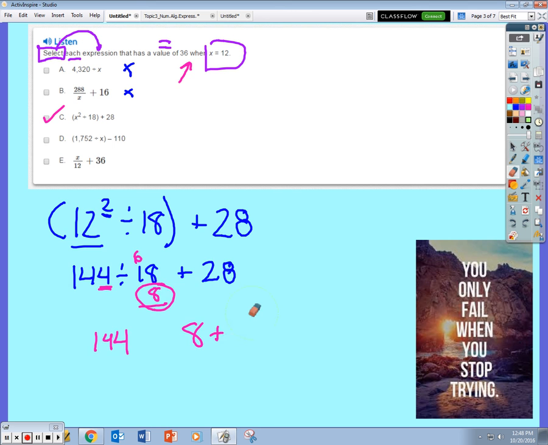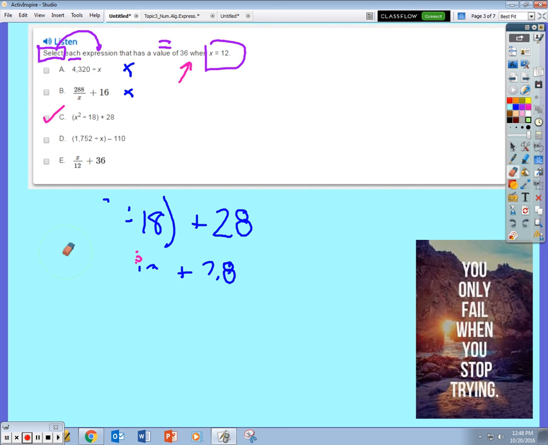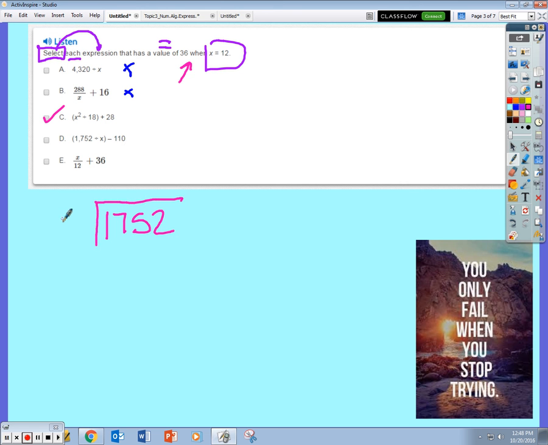All right, let's look at another one here, because it does say select each expression, meaning there's more than one. We have 1,752 divided by x, minus 110. Well, I'm going to write 1,752 divided by, what's our magic number again? Oh, we're substituting in 12. Good. And then we need to subtract 110 from that.